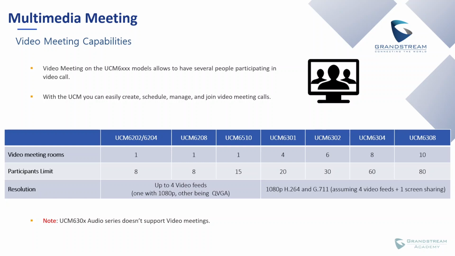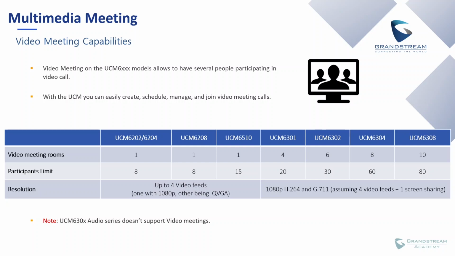For example, we can only have one video meeting room on all the models of the UCM 6200 series and the UCM 6510. And the number of participants who can join, we have 8 participants for the UCM 6200 series and 14 for the UCM 6510. And among those participants, we can have up to 4 video feeds, one with Full HD and the other with QVGA resolution.